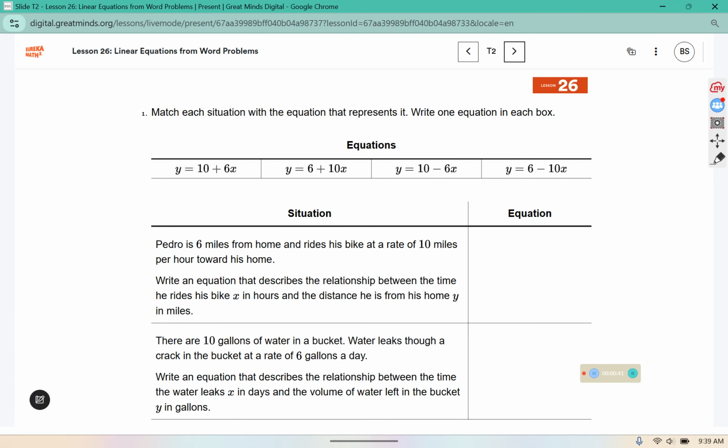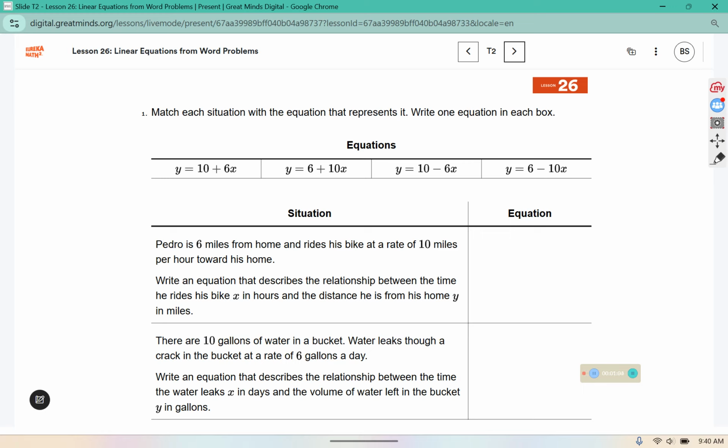Match each situation with the equation that represents it. Write one equation in each box. Pedro is 6 miles from home and rides his bike at a rate of 10 miles per hour towards his home. Write an equation that describes the relationship between the time he rides his bike in hours and the distance he is from his home, y, in miles.